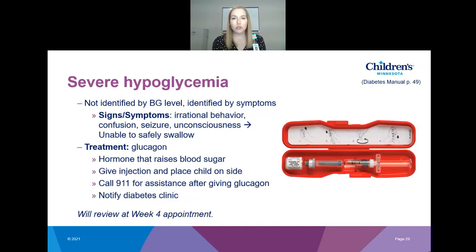If you ever need to use glucagon, we do want to know about it at the clinic because most likely we need dose changes. So don't call us in the moment. Wait till you've recovered, been checked out, and you're back home. But then let the clinic know so that we can help you make dose adjustments as needed.